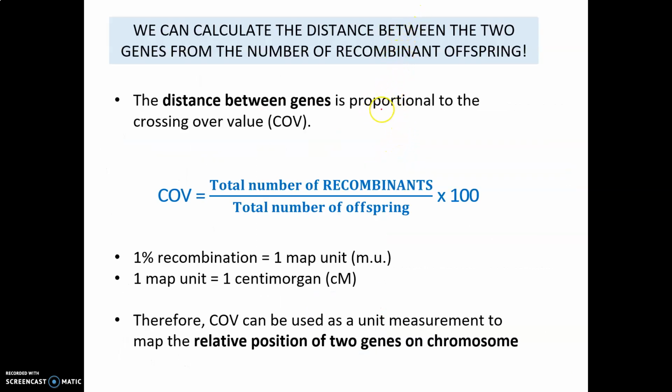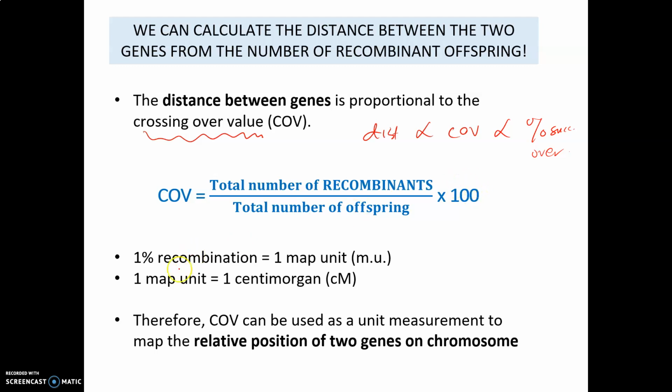Macam mana nak kira? Inilah formula dia. Formula dia yang diberi nama COV, crossing over value. We can actually calculate the distance between the two genes from the number of recombinant offspring. What is the formula? First, in order for you to find the distance between the two genes, dia adalah proportional to the crossing over value. The distance is proportional to the COV, dan COV juga proportional to the percentage of successful crossing over, sebab ia semua berkait. Jadi inilah dia punya formula. COV sama dengan the total number of recombinant progeny bagi dengan the total number of offspring darab 100.